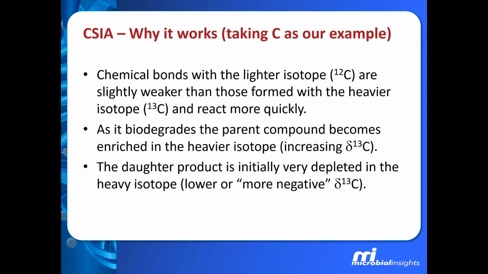So going back to CSIA, and why does it work? We're going to be taking carbon as our example here. As indicated here, carbon bonds with the lighter isotope, carbon-12, the one that's the most abundant, almost 99% of all carbon, are slightly weaker than those involving the heavier isotope carbon-13. Therefore, they react more quickly. So as it biodegrades, the parent compound is going to become enriched in the heavier isotope, which increases the del-13C value. The daughter product that's formed, though, is initially going to be very depleted in carbon-13, so it's going to have a lower or more negative del-13C value.